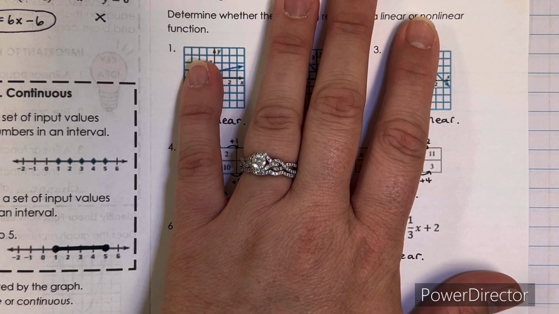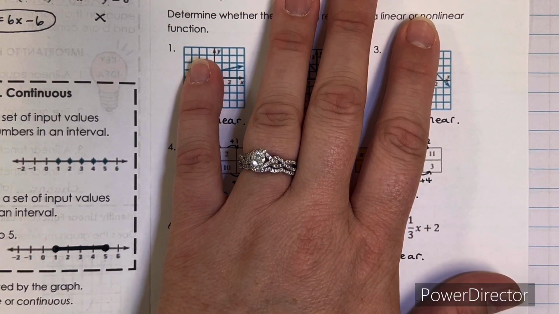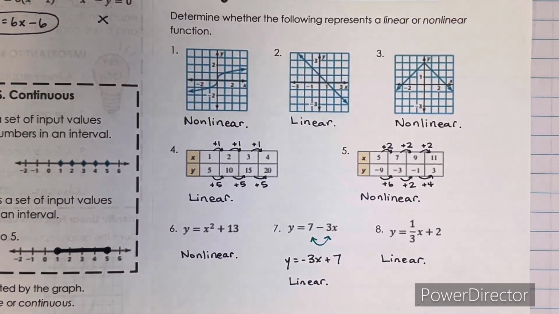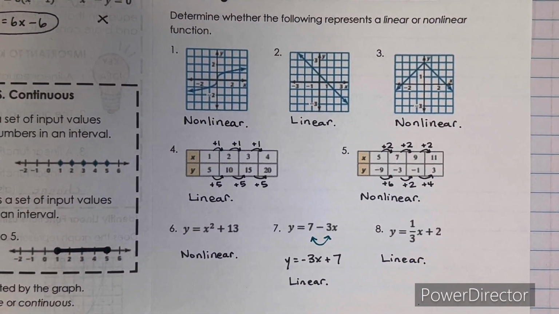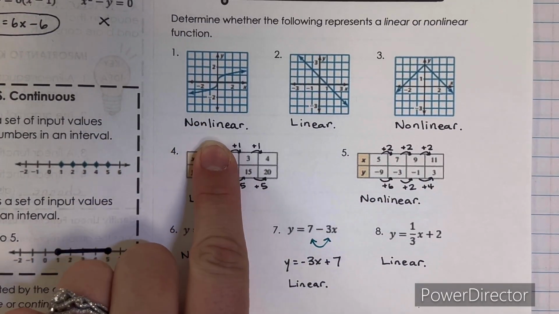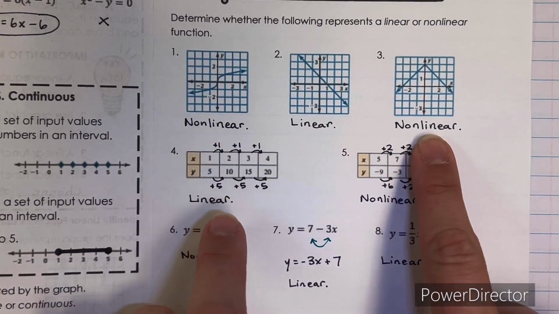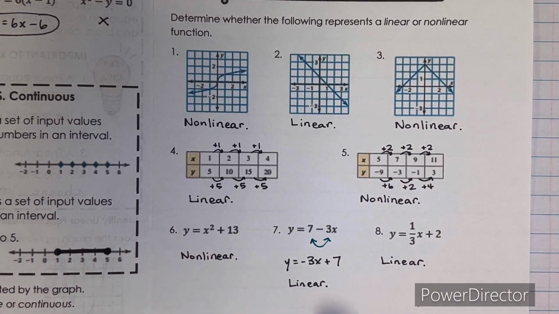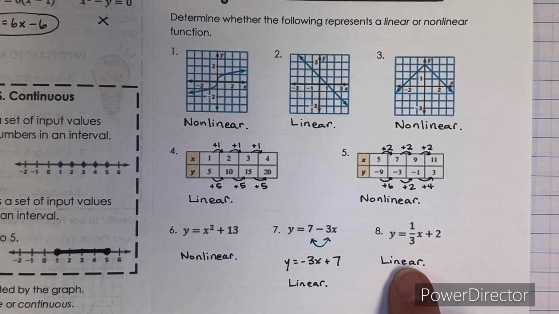Your 6 minutes should be up now, so I'm going to show you what the correct answers are to make sure that you have the correct answers in your notes. There's only one that I'd really like to talk about, so rapid fire. Number 1, nonlinear. 2, linear. 3, nonlinear. 4, linear. 5, nonlinear. 6, nonlinear. 7, linear, and 8 linear.